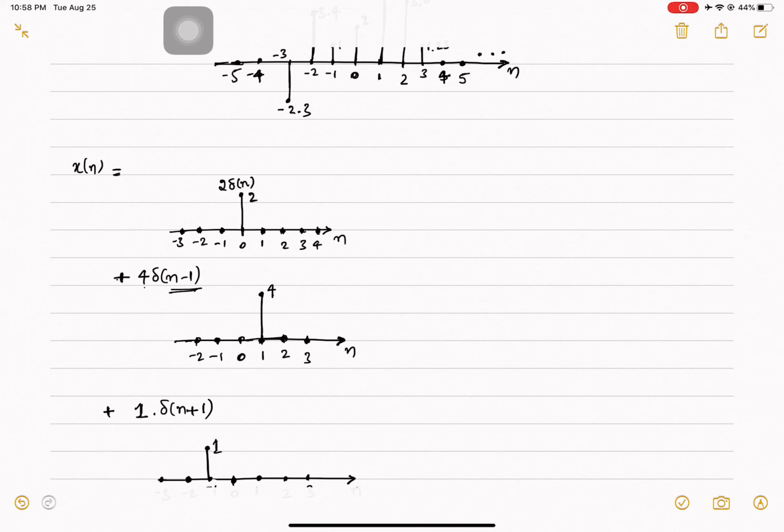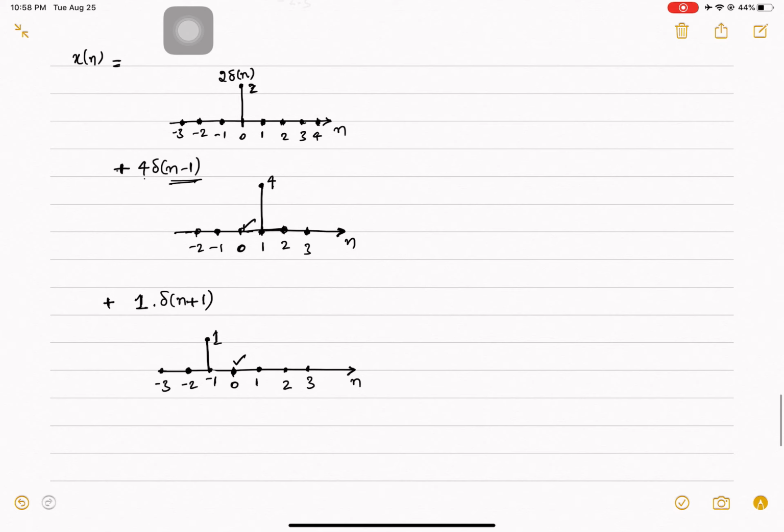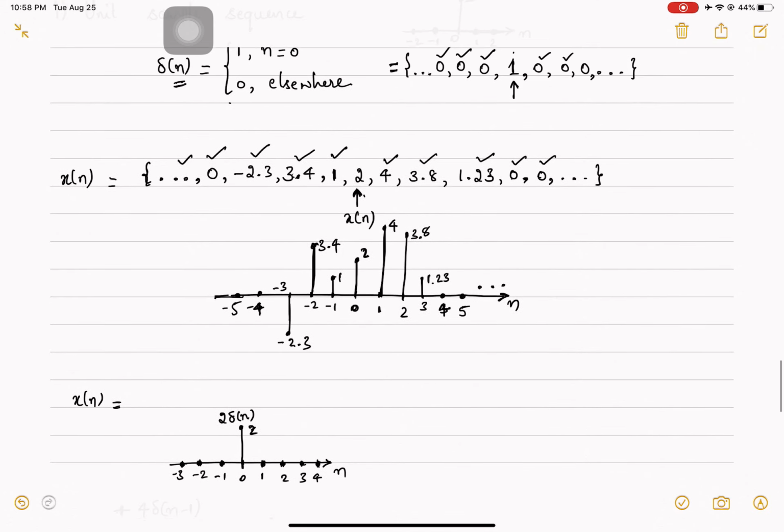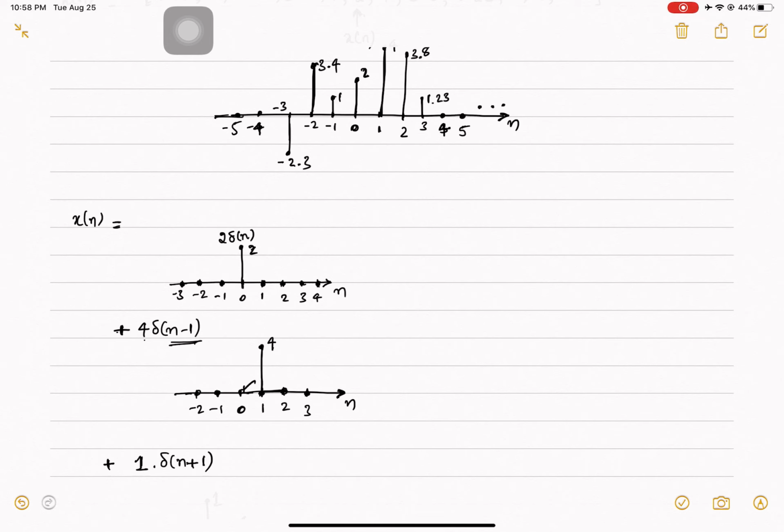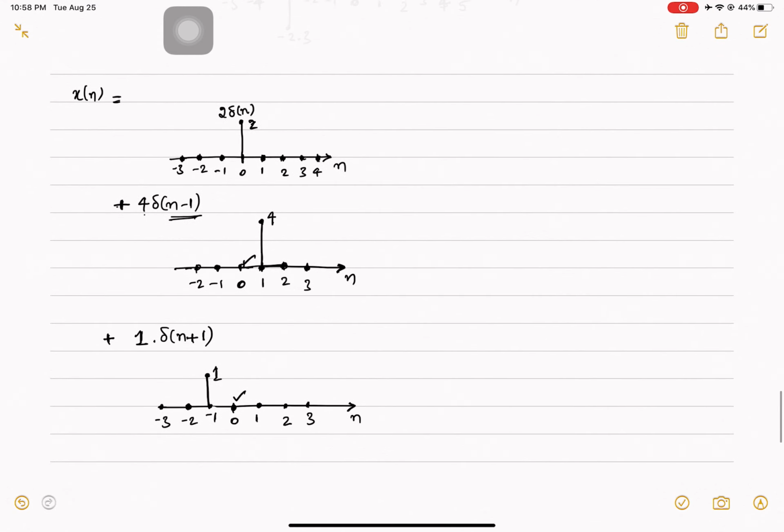At n equal to 0 I get 2 plus 0 plus 0, which is equal to 2. At n equal to 1, what do I get? At n equal to 1 it is 0 plus 4 plus 0, which is 4, and so on and so forth. You can draw the other sequences as such. So just an extension, I'm not going to draw all the 7 to 8 sample values here, so you get the basic idea.